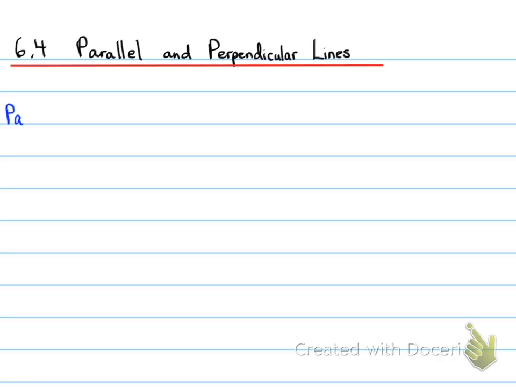6.4 Parallel and Perpendicular Lines. What we're looking at here is how parallel and perpendicular lines relate to slope.